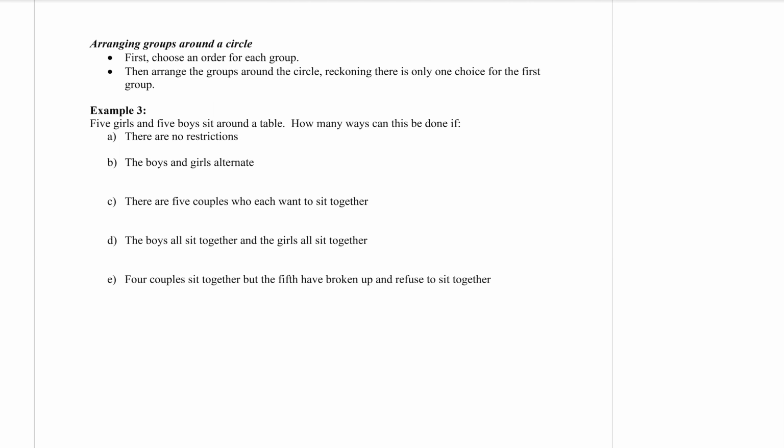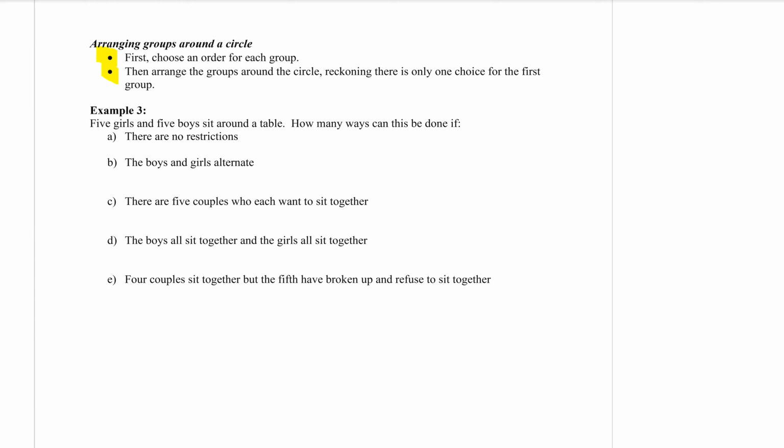Arranging groups in a circle. So we did have a couple, in those questions there, we did have people making a group, but the groups can get a little bit more complicated. So just a reminder here, first of all, choose an order. So you have to order the people in the groups and then arrange them around the circle. Actually, it doesn't matter which one you do first. You can arrange them around the circle and then order the group, which is kind of what we've been doing, but you have to order both parts.